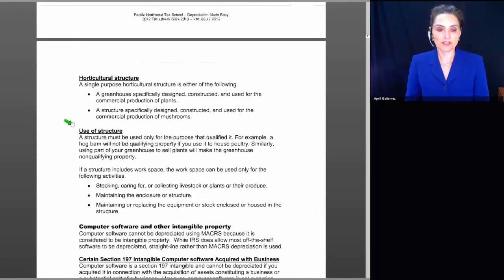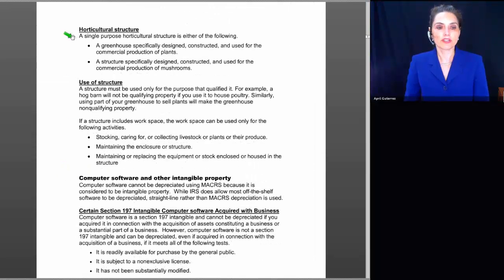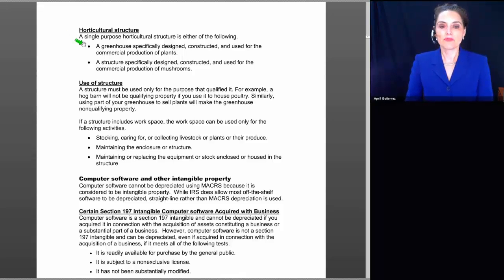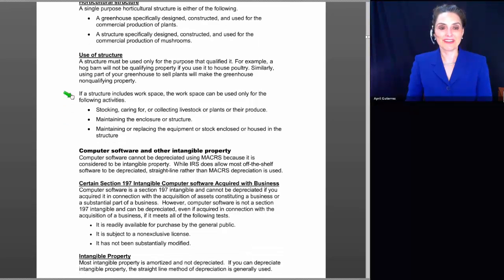A single-purpose horticultural structure is either of the following: a greenhouse specifically designed, constructed, and used for the commercial production of plants, or a structure specifically designed, constructed, and used for the commercial production of mushrooms. They do belong to the plant family as well, so it's a greenhouse. Use of structure.